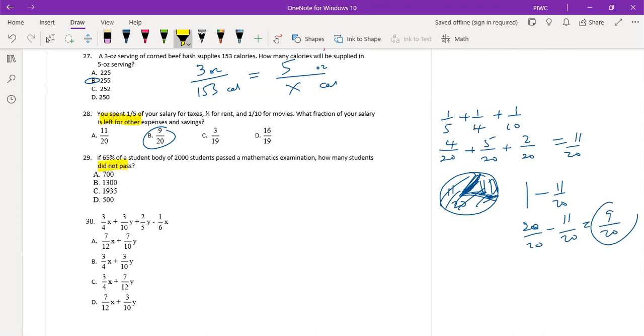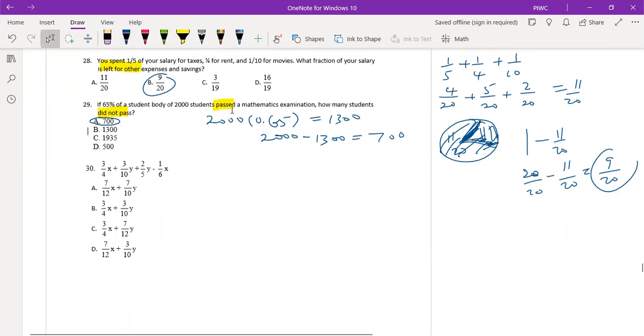So 65% passed. That means that we can find 65% of 2,000. So 65% of 2,000, 0.065 times 2,000, will give us 1,300, right? So how many did not pass? We need to subtract. So that will be 2,000 minus 1,300, and that will give us 700. So 700 did not pass. Okay.